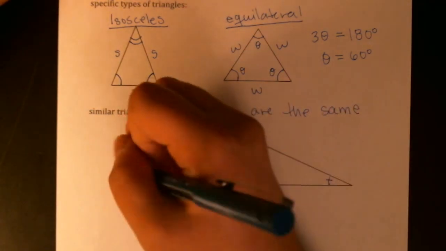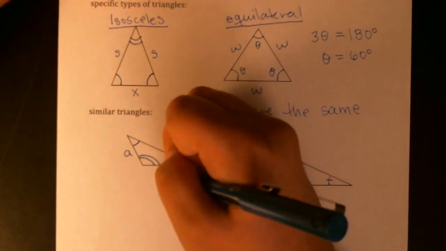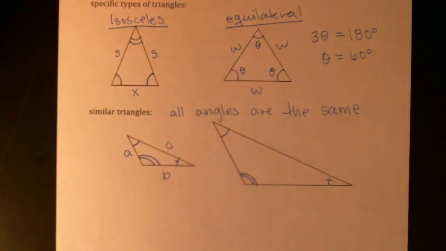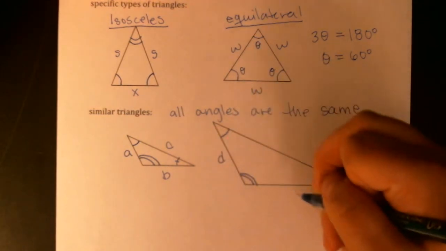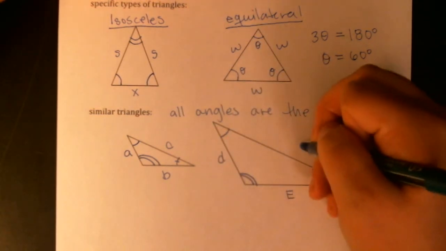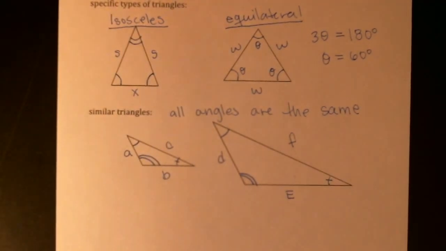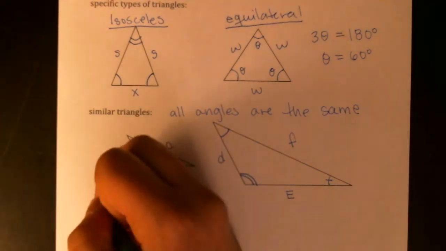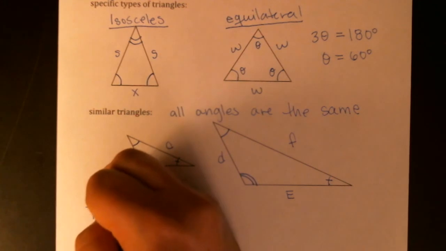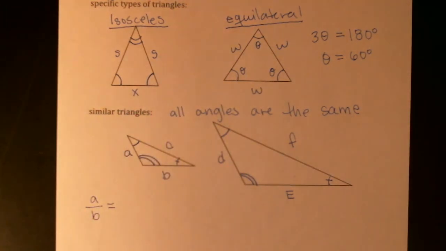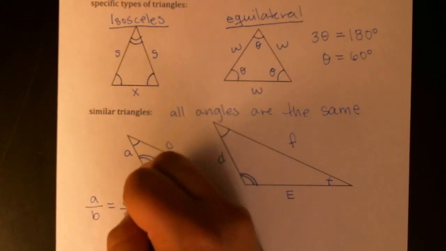So I'm going to go ahead and quit trying to come up with new letters and just say this is A, B, C. And over here we can do D, E, F. No little e's because that represents a number in math, but we can use a big E. Okay, so we should be able to pick any ratio. So for example, if I want to start with the ratio of A to B on the little triangle, it should be exactly equal to the ratio of D to E.